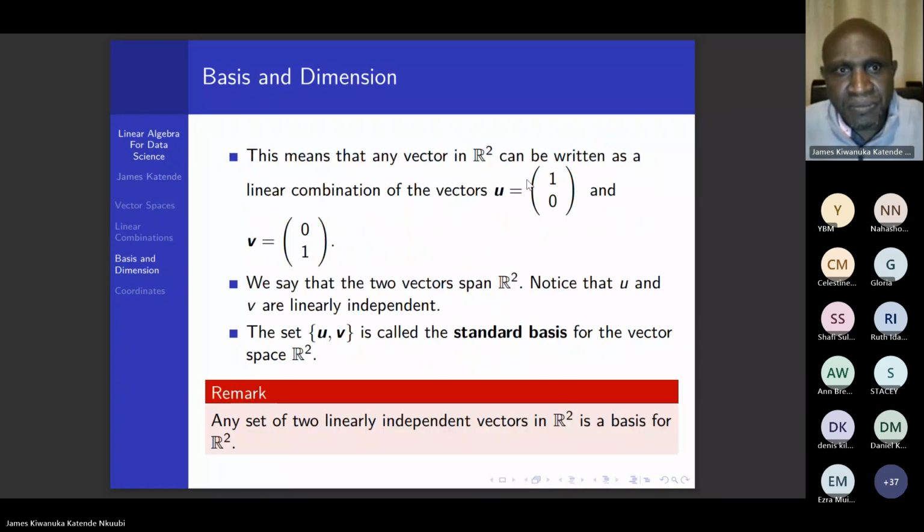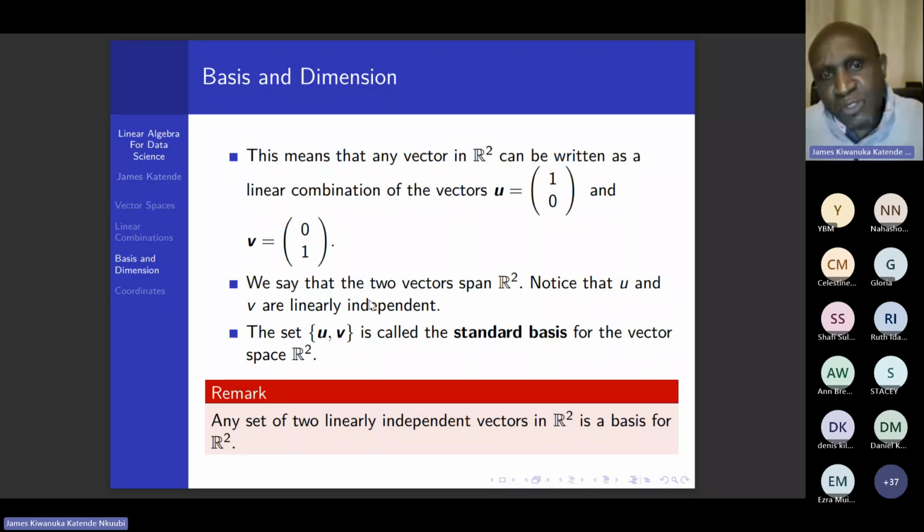So this is just repeating what I said. Any vector in R2 can be written as a linear combination of U and V. So because of that, since any vector in R2 can be written as a linear combination of these two, we say that those two vectors span R2. So this is also another term that you need to pick up. These two vectors, they will span R2.